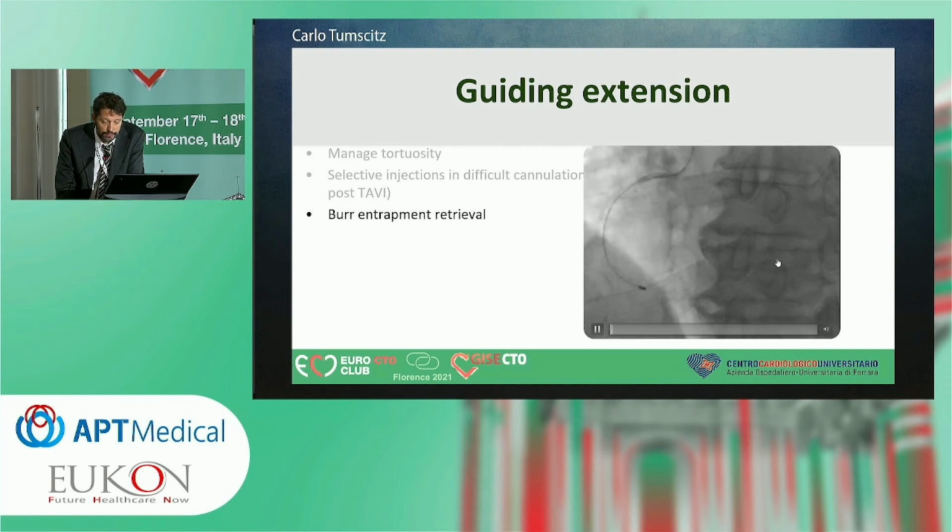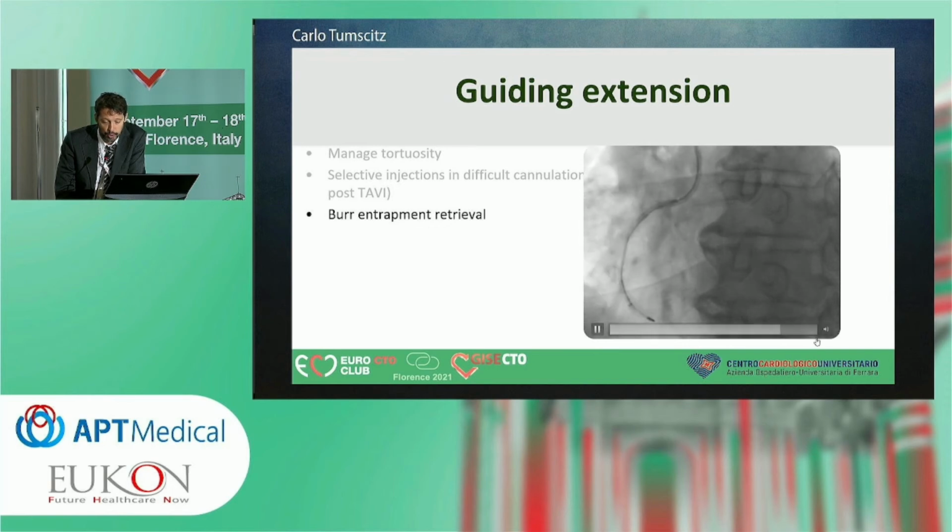This is a case, for example, where we use the guiding extension to retrieve a trapped burr of a rotablator. As you can see here, after cutting the rotablator burr, we were able to go down, and then after a strong traction, we were able to go back. Can you see that it's pulling and then it came back?